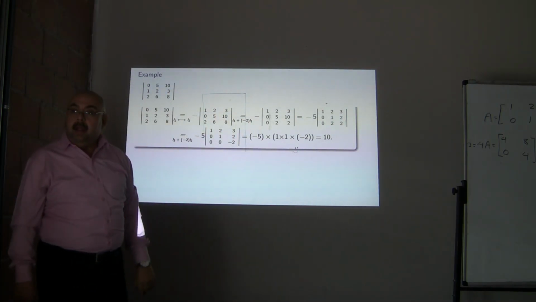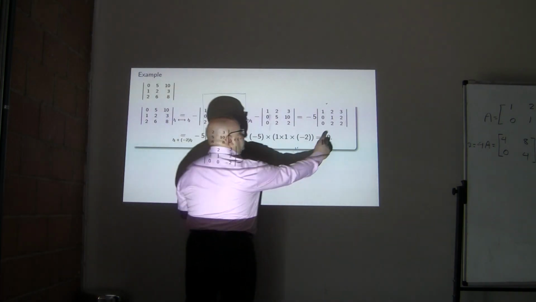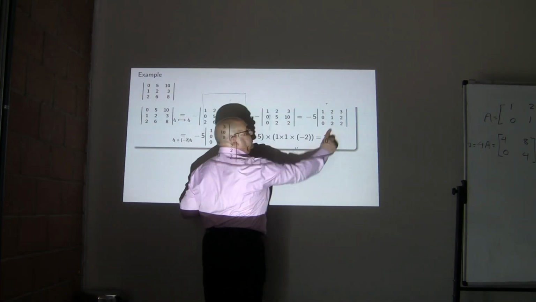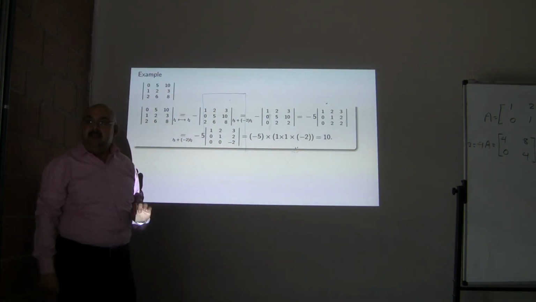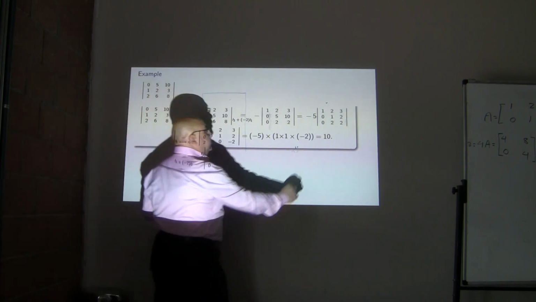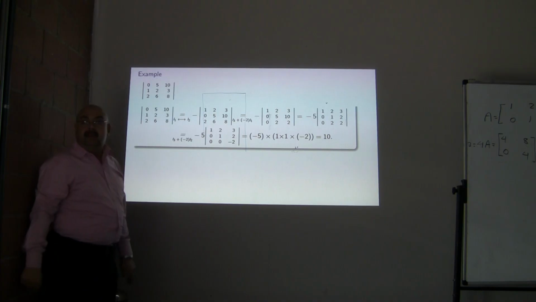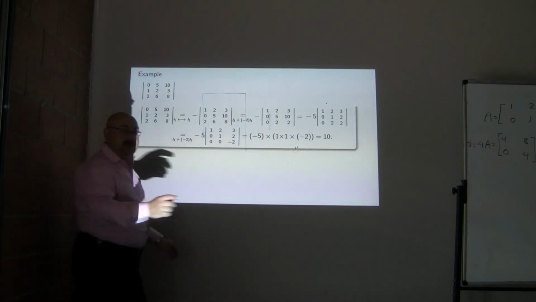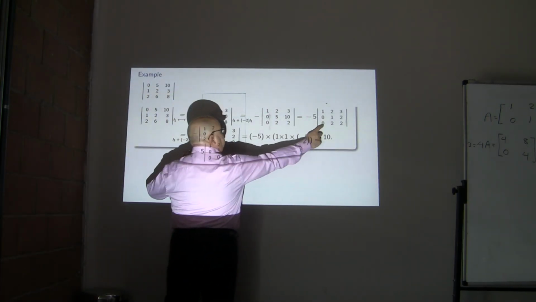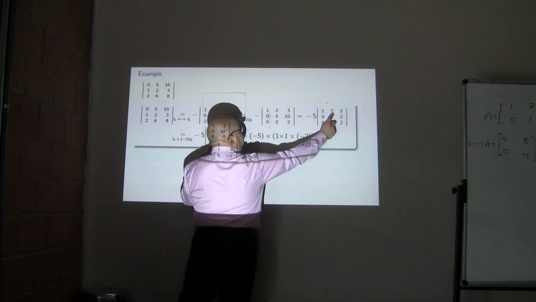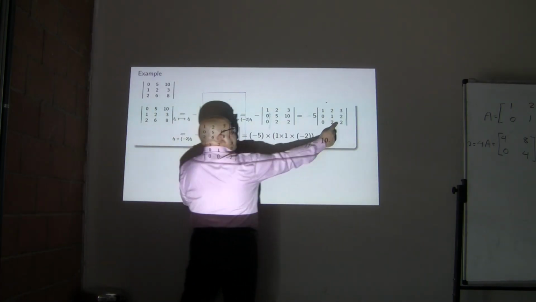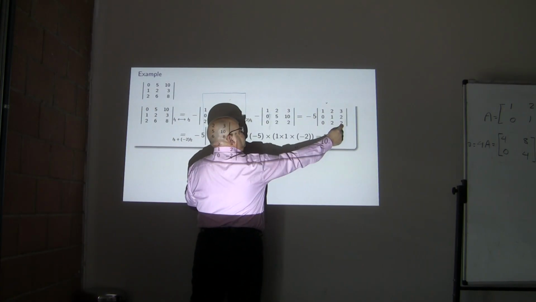Next, I want beneath this positive 1 this element to be equal to 0. I'm sorry. So I will multiply the second row by negative 2 and then add it on the third row. Negative 2 times 0 plus 0 is 0. Negative 2 plus 2 is 0. Negative 2 times 2, negative 4, plus 2, negative 2.